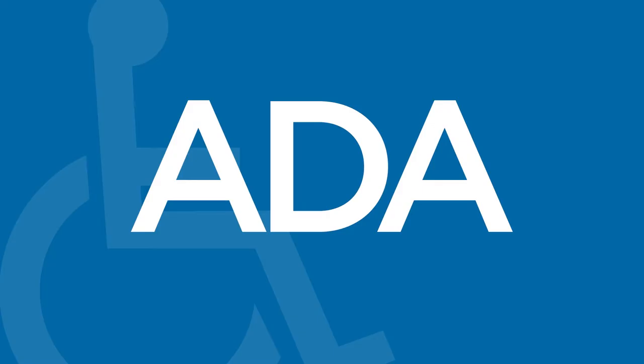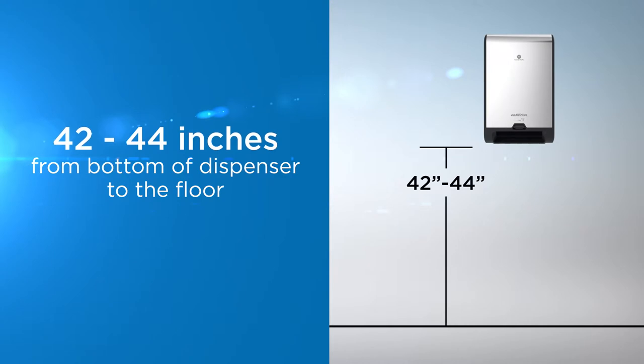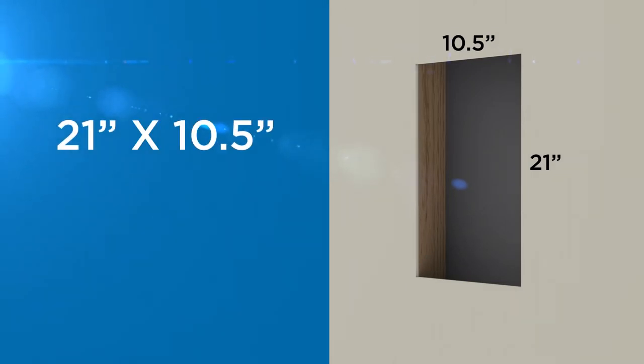Mounting should comply with ADA guidelines. Compliance is the responsibility of the installer. The recommended distance from the bottom of the dispenser to the floor is 42 to 44 inches. A hole 21 inches by 10.5 inches must be cut into your wall to accommodate the dispenser.